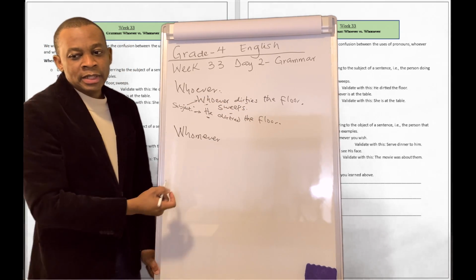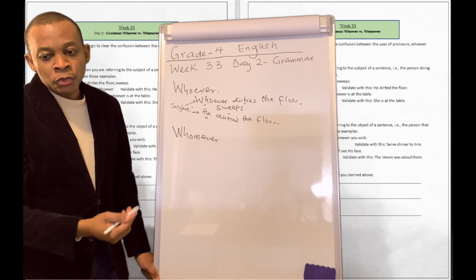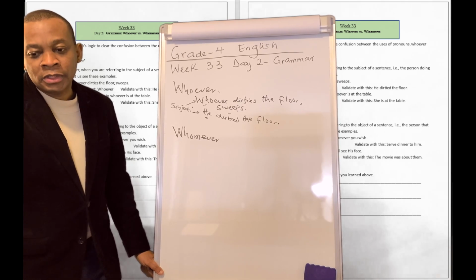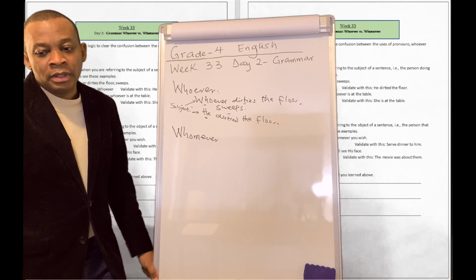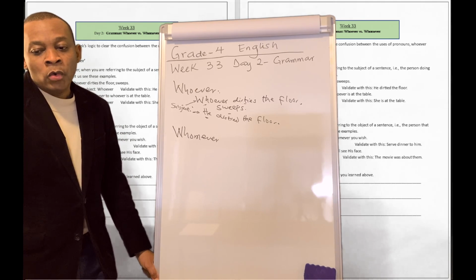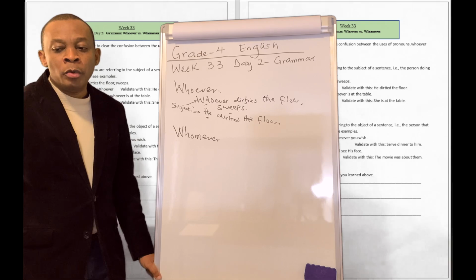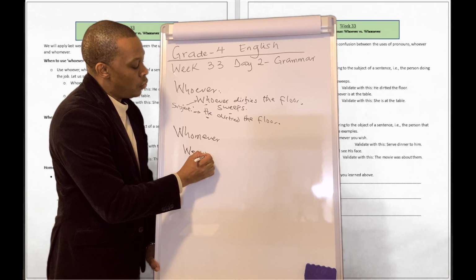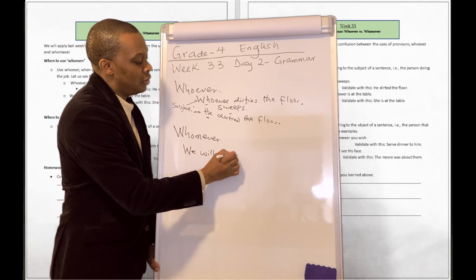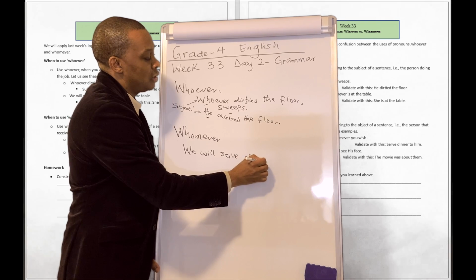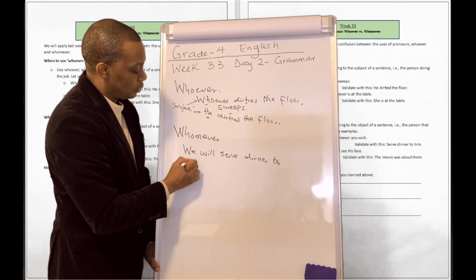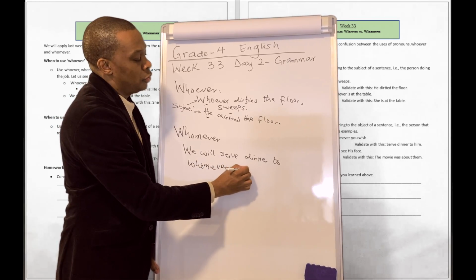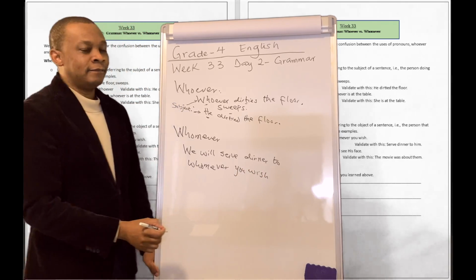All right, so let's look at whomever right now. Use whomever when you are referring to the object of a sentence, the person receiving the action. Let us see these examples over there. So we will serve dinner to whomever you wish. All right, let's take a look at that. We will serve dinner to whomever you wish. All right.